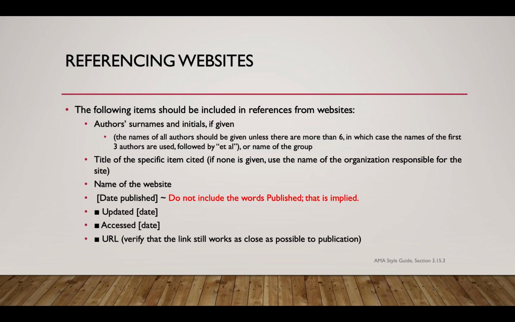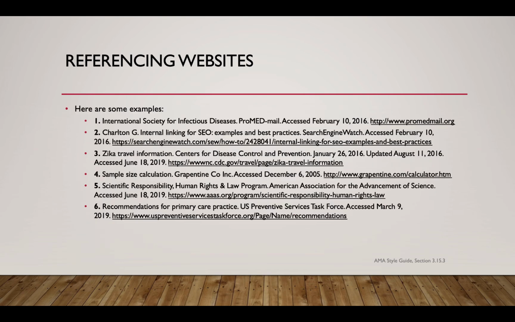That is implied. But you do have to annotate if the website has been updated, and you also have to annotate when you accessed the website. With both of those dates, you do add the word updated before the date and accessed before the date. But with the published date, it is implied and you just put the date itself. And then the URL. You need to verify that the link still works as close to publication as possible. So let's take a look at some examples.